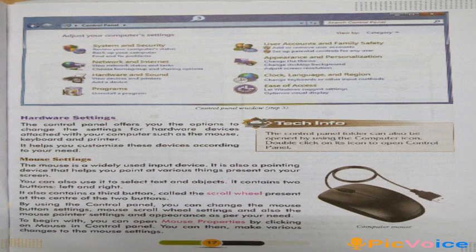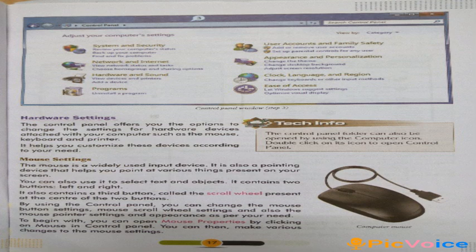Page number 17. Hardware settings. The control panel offers you the options to change the settings for hardware devices attached with your computer, such as the mouse, keyboard, and printer. It helps you customize these devices according to your need.